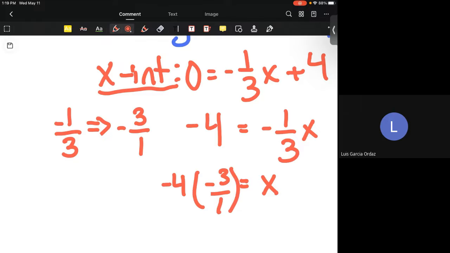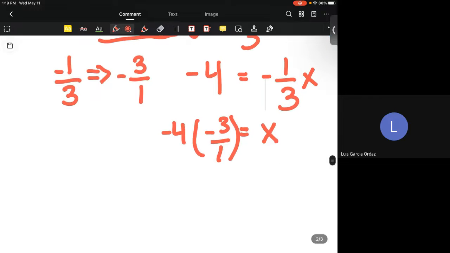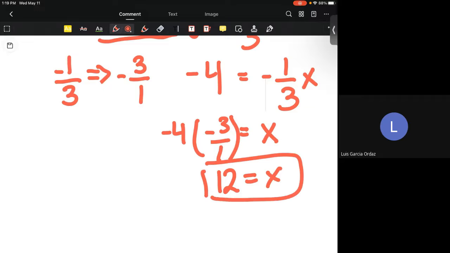And what does that give me? Negative 4 times negative 3 over 1. Yazin? Positive 12. So therefore, my x-intercept is 12, comma 0.